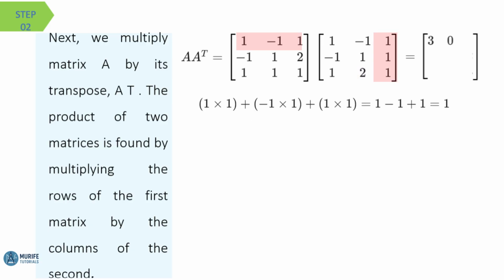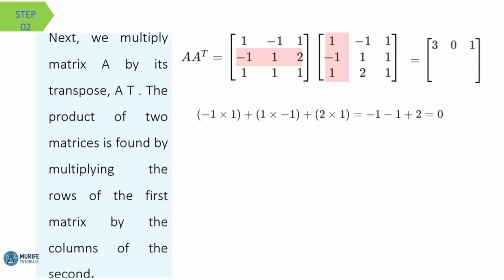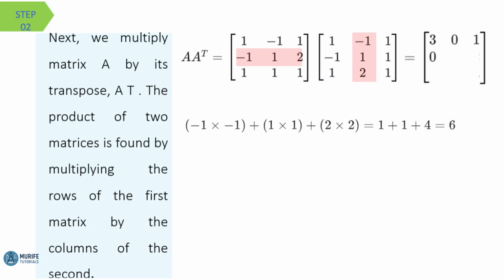Next, 1 times 1 plus negative 1 times 1 plus 1 times 1, which gives a total of 1. Next, negative 1 times 1 plus 1 times negative 1 plus 2 times 1, which gives a total of 0. Next, negative 1 times negative 1 plus 1 times 1 plus 2 times 2, which gives a total of 6.